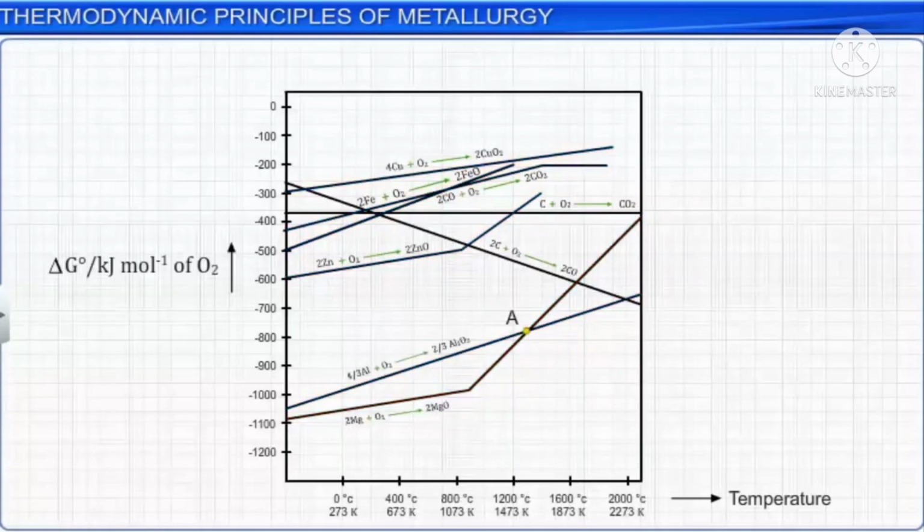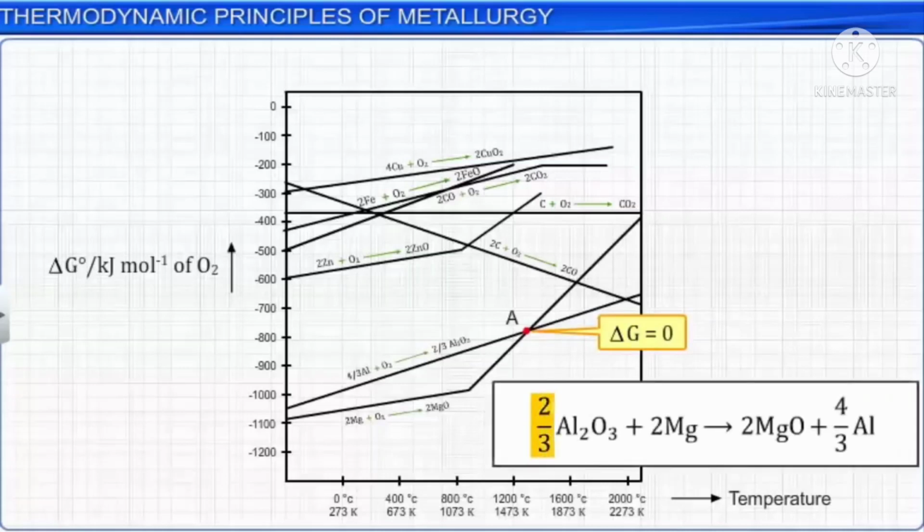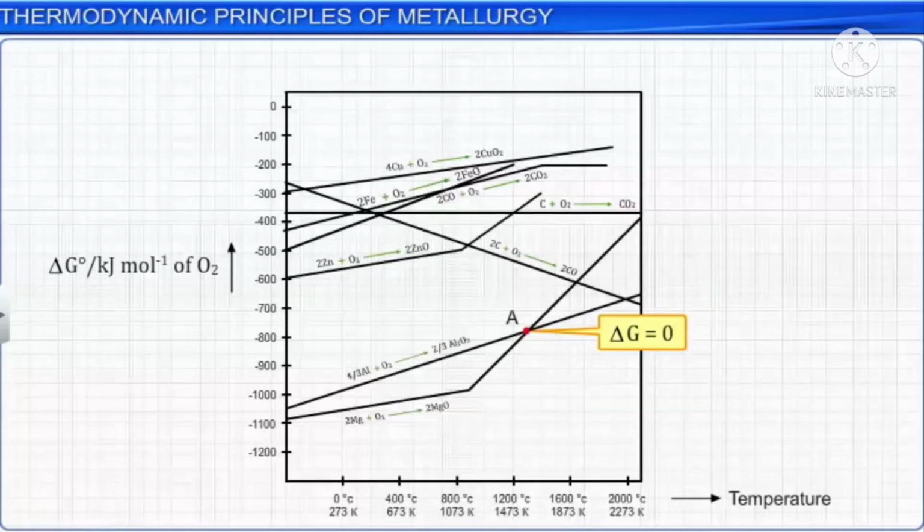At the point of intersection of the curves for aluminium oxide and magnesium oxide, A, the change in free energy delta G becomes 0 for the reaction 2/3 Al2O3 plus 2 Mg gives 2 MgO plus 4/3 Al. Thus, you can say that magnesium can reduce alumina only below the temperature corresponding to point A. At temperatures greater than 1273 K, magnesium cannot reduce alumina.